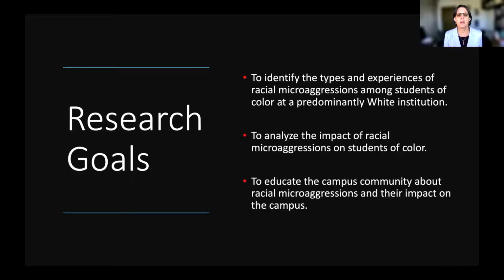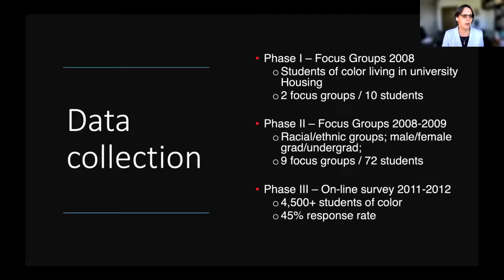We wanted to analyze the impact of this kind of campus climate, so specifically looking at how it impacted students of color. And then finally, we wanted to educate the campus community about it. So we didn't only want to publish in academic journals, we wanted to actually do presentations and trainings and produce materials that other people could use in their classrooms and for training and so on. So it had very much a goal of making an impact beyond the academic world.